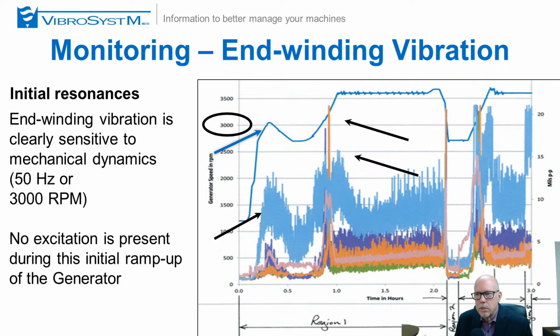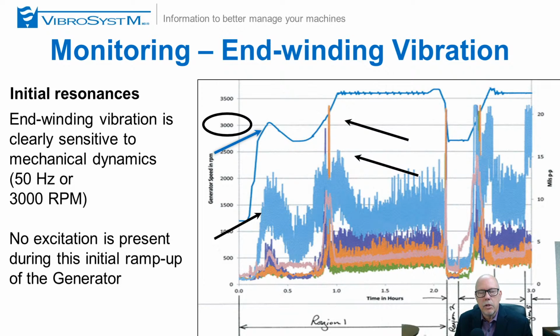And the unit wasn't even excited. They were only bringing the unit up to 3,000 RPM, no excitation yet. So everybody wondered, why do we have such high vibration levels if there's no excitation? And the reason for that is that the unit, which was originally designed for the European market, was modified to be used in the North American market. So instead of a 50 hertz unit, it became a 60 hertz unit.